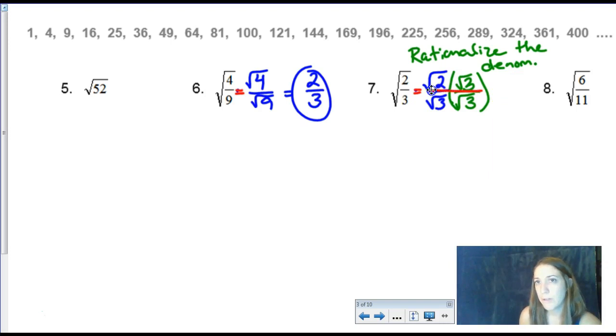So up in the numerator here, square root of 3 times square root of 2 is the square root of 6. And then down in the denominator here, square root of 3 times another square root of 3, or square root of 3 squared, is just a 3. That is the final answer.